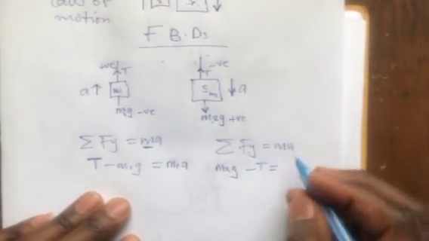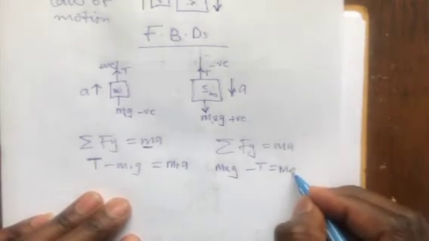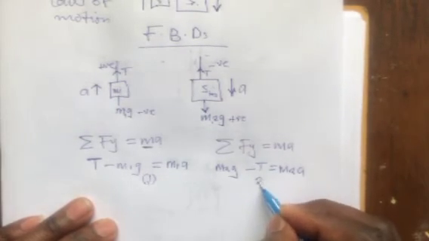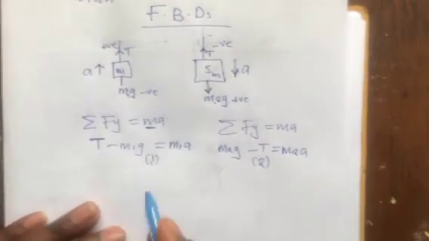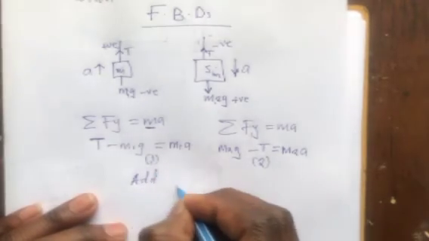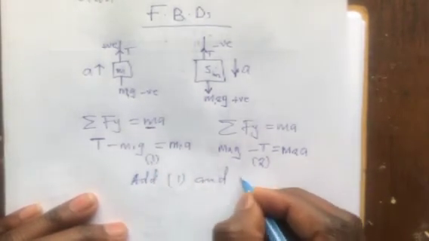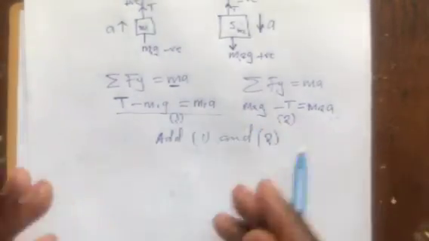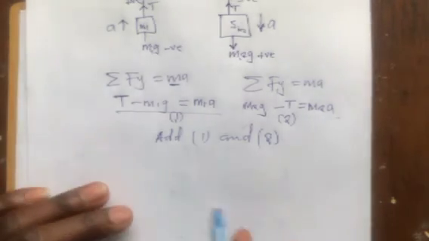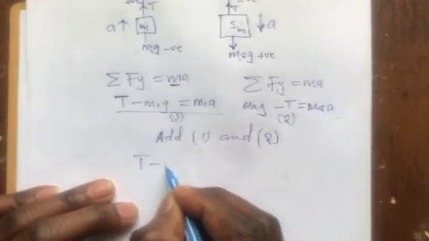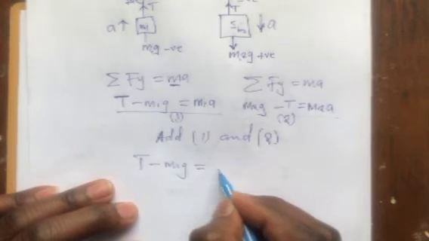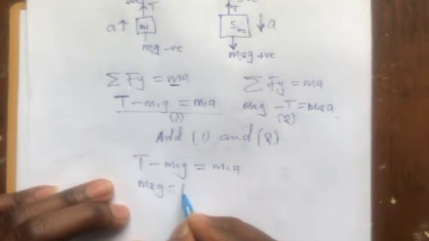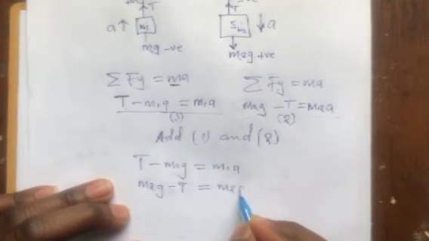Then what name is going to be given to that mass? You say M2A. Then you say this is going to be your first equation, this is going to be your second equation. What are you supposed to do here? You say add 1 and 2. How do you add? Just get this equation and then you add with that one. You can either use elimination method or substitution method. So I'll say T minus M1G giving us M1A. Now say M2G minus T giving us M2A.